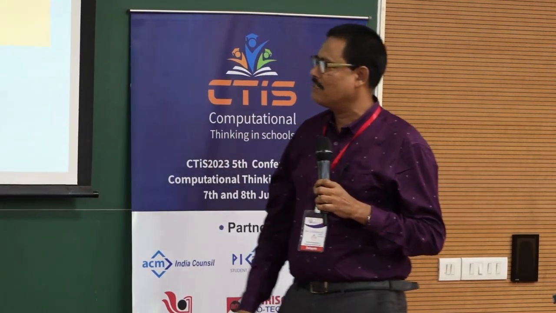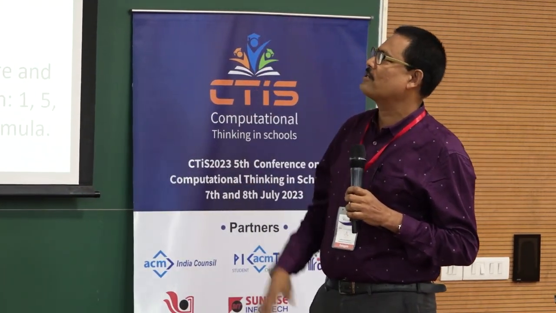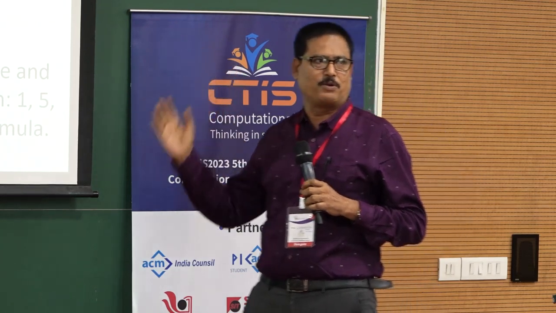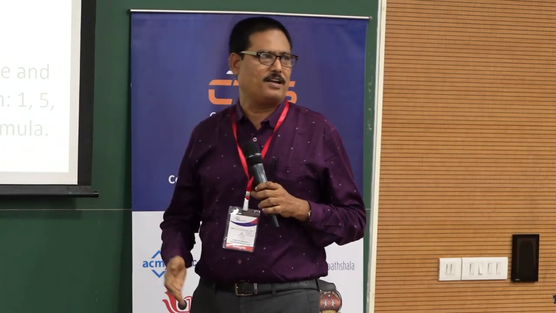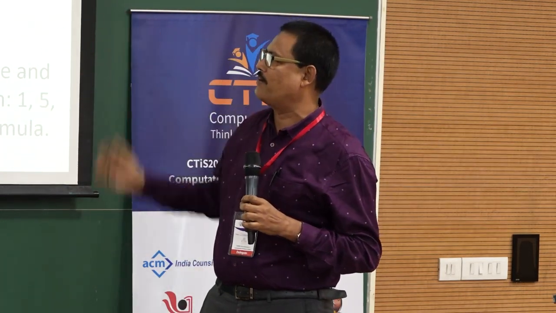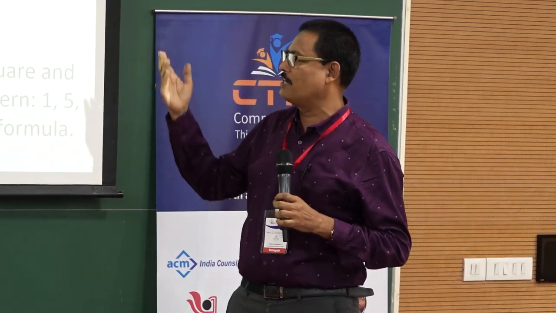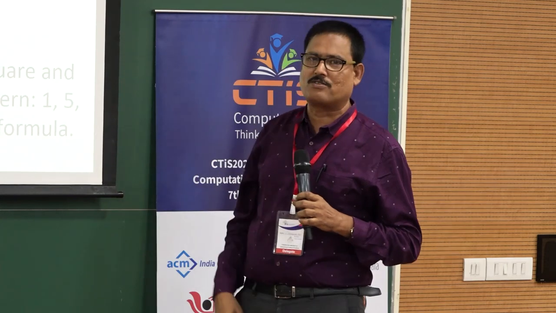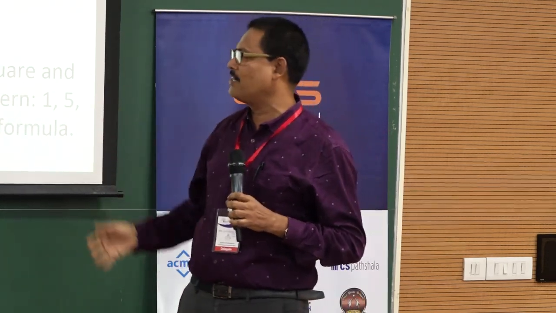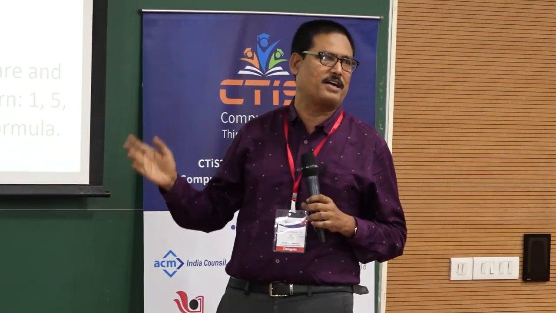So, decomposition of the activity. Start with a simple case. I take a 1 by 1 square. There is nothing to count. There is one square. Increasing the complexity, I take a 2 by 2 square, a 3 by 3 square. In a 2 by 2 square, there are 5 squares. In 3 by 3 there are 14, in 4 by 4 there are 30, and so on.